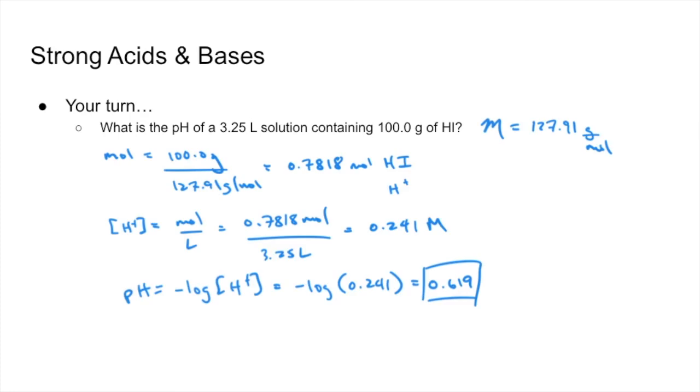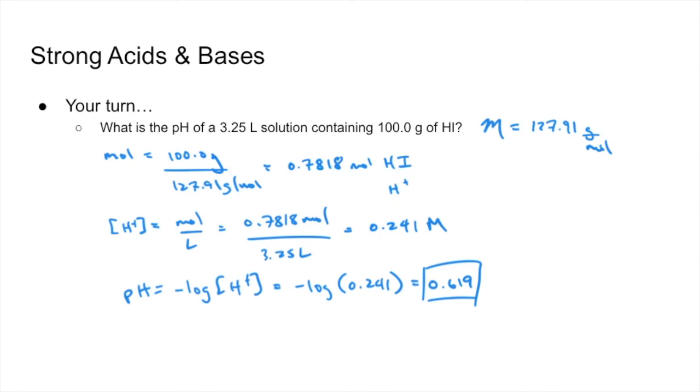Okay, so we'll go ahead and walk you through this. You are going to need the molar mass of hydrogen iodide, which is going to be hydroiodic acid. This is a strong acid, so we know we can solve this problem. The molar mass is 127.91 grams per mole. First thing you do is figure out how many moles of acid you have. So that's grams divided by molar mass, 0.7818 moles of HI, which is also the same as the moles of the hydrogen ion since this comes apart 100%, right?